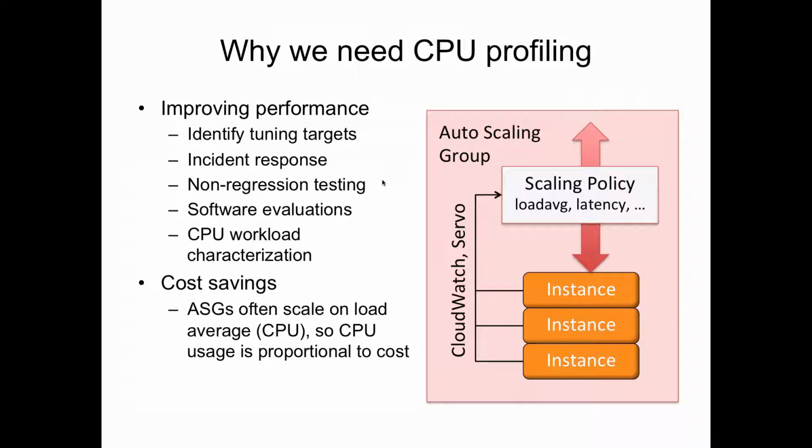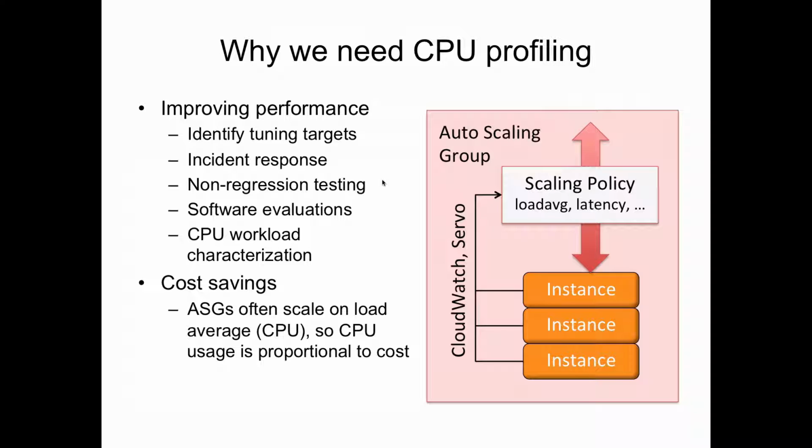We want CPU profiling in particular for many obvious reasons: to identify tuning targets, incident response, non-regression testing, and so on. But also, if you're new to the cloud, and especially auto-scaling groups, the way Netflix works is that throughout the day, we will scale up and down based on load. And so we can add tens of thousands of instances during peak time and then reduce them quickly later, which is one of the awesome things about the cloud.